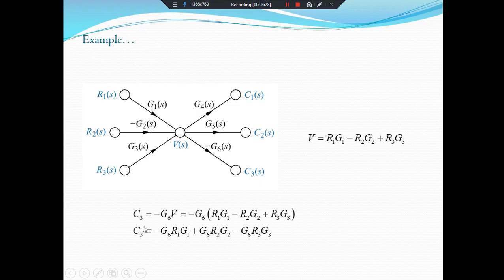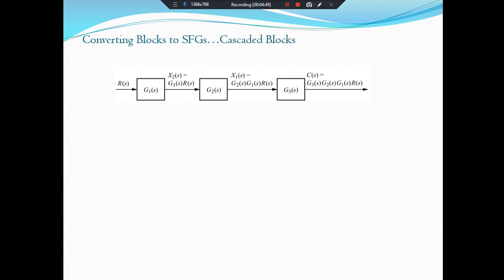You can see the equations of C3, C2 and C1. As I told you earlier, the value of C3(s) will be equal to minus G6(s) into V(s), and we will put in the value of V(s) as we have written here, and we will get C3(s). Similarly, we can write the value of C2(s). Now, if there is a block diagram, how can we convert blocks to the signal flow graph? This is what we will study.